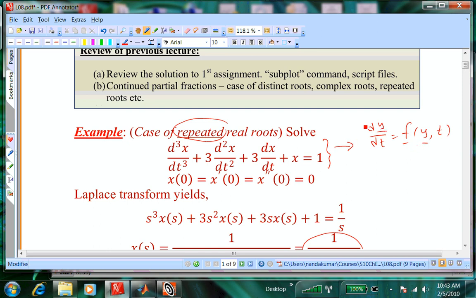Once I put it in this form, then I can write my little function file for MATLAB, which I can use with ode45. I'm going to show the whole process of how that is done.